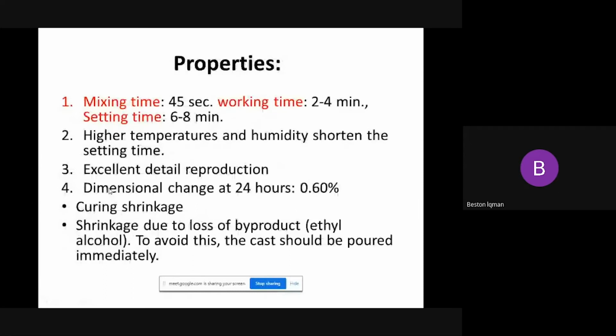Properties: mixing time 45 seconds, working time 2 to 4 minutes, setting time about 6 to 8 minutes. When you increase the temperature and the humidity, what will happen? The setting time will decrease. Detail is good. Dimensional change after 1 day is about 0.6%. What is the cause of shrinkage? It's due to the gas byproduct. How to avoid this? The cast should be poured immediately without any delay.